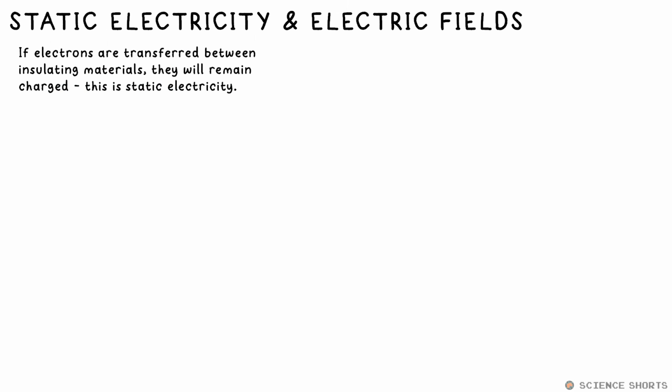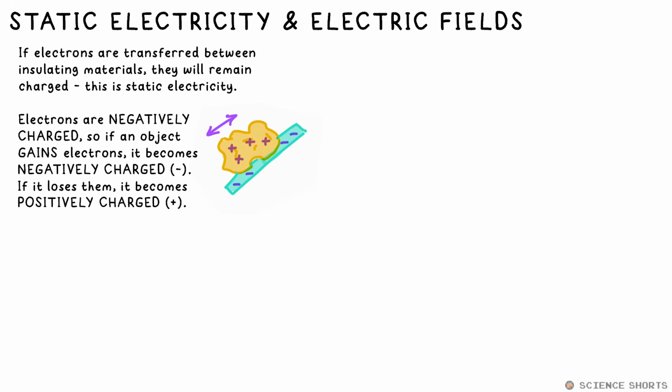If insulating materials, that is, materials that aren't good conductors of electricity, are rubbed against each other, electrons are transferred from one to the other. As electrons are negatively charged themselves, the object electrons are removed from is left positively charged, and the object they're moved to is now negatively charged. Oppositely charged objects attract each other, positive and negative. If they have like charge, that means the same charge, both positive or negative, they repel each other instead.